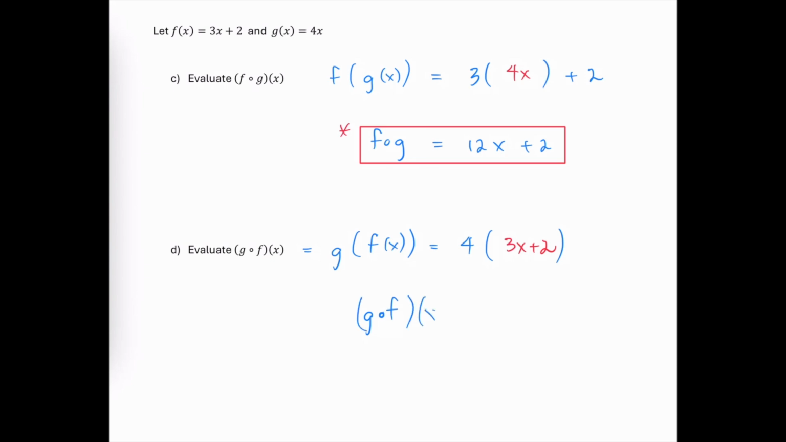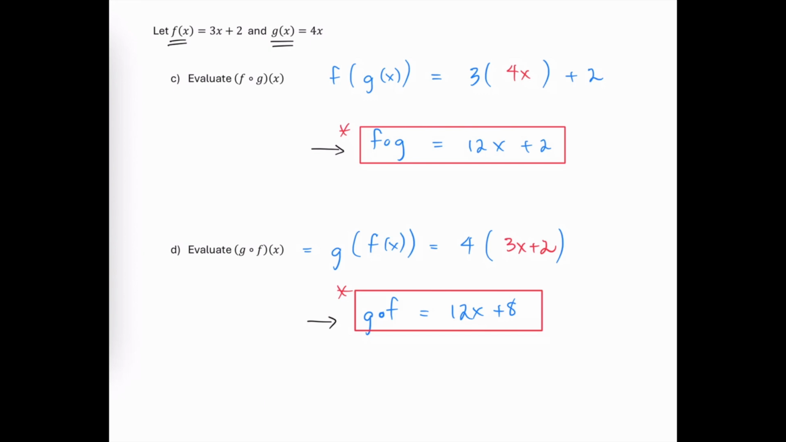Again, we could say g composed with f of x like this, but the shorthand version is just saying g composed with f. Now let's distribute in the 4 to get 12x plus 8, and we can't simplify this anymore, so we'll just box this up and call it now my g composed with f function. Notice we now have 4 functions, the f function, the g function, the f composed with g function, and the g composed with f function.